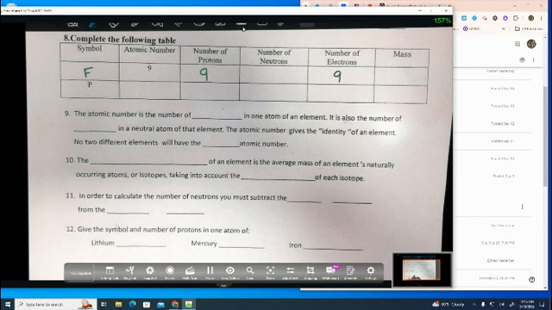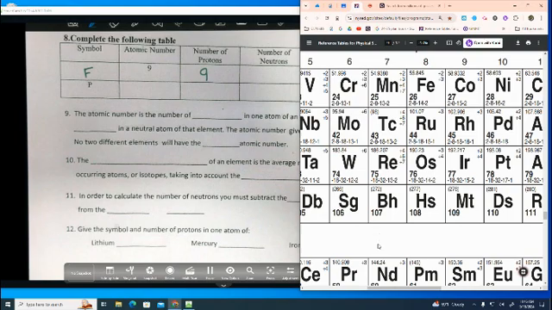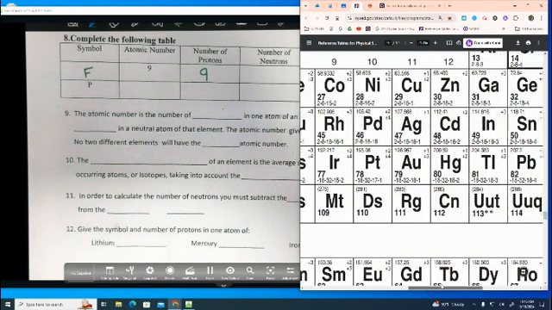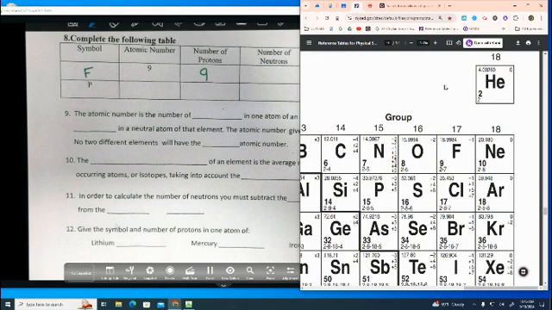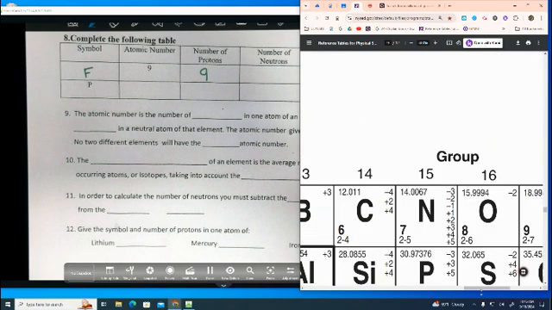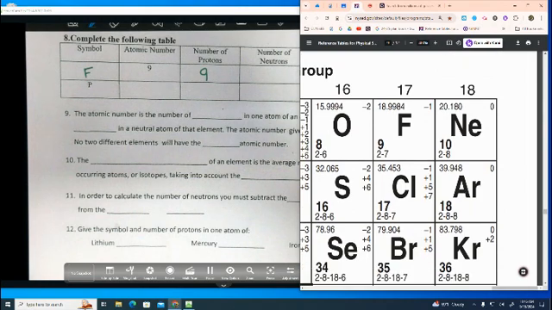If you go to your reference table, let's go find fluorine, which is over here. Fluorine is a very popular element on the periodic table. Here it is. Okay, let's find him again. There he is, fluorine. Okay, you've got a number there. That number is not the mass number. It is an average atomic mass. It is an average of all the fluorines in the entire world.